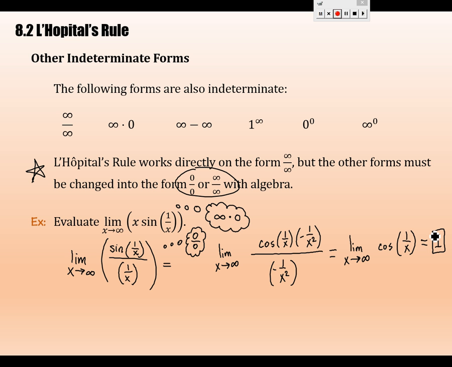Why is it negative 1 over x squared? The derivative of 1 over x. I did that quickly, sorry. The derivative of 1 over x is the derivative really of x to the negative first, isn't it?